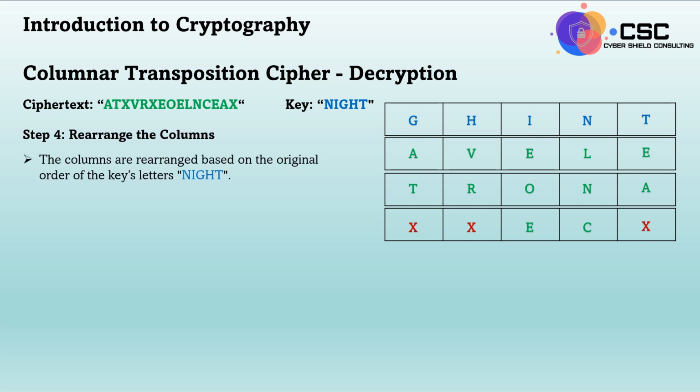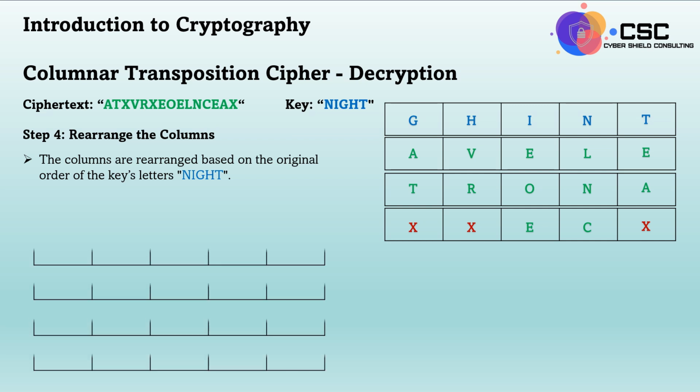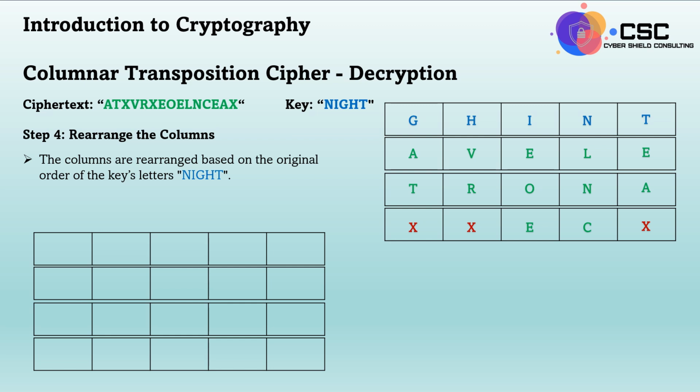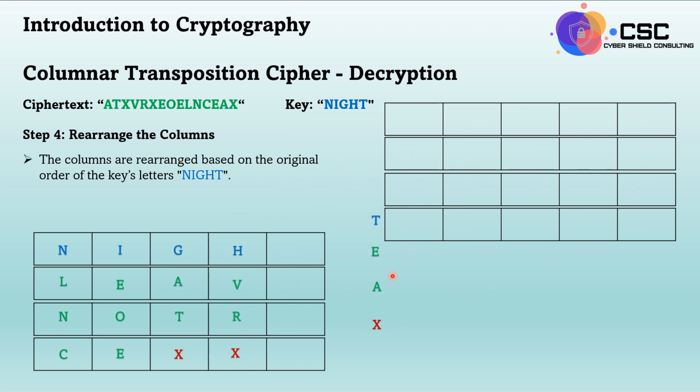The columns are rearranged based on the original order of the key's letters. So now we need to rearrange the order back as per the original key, which is NIGHT. If you look at the new matrix, N column should come first, so we'll bring it first because we need to rearrange based on the original key, NIGHT. So N will come first, and then the I column, and then the G column, and then the H column, and then the T column. So that's the new rearrangement based on the original order of the key letters NIGHT.